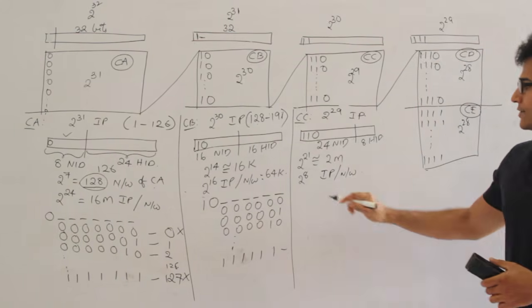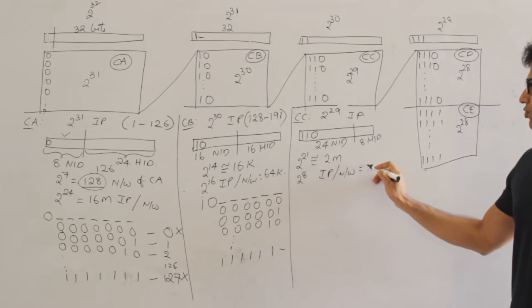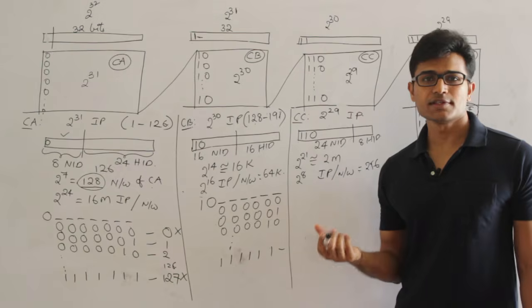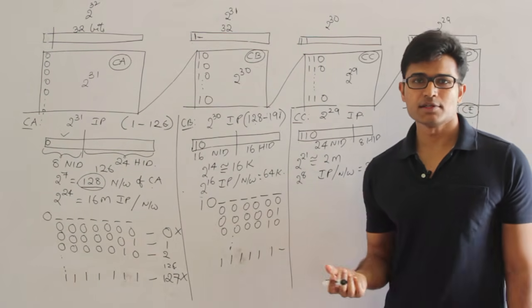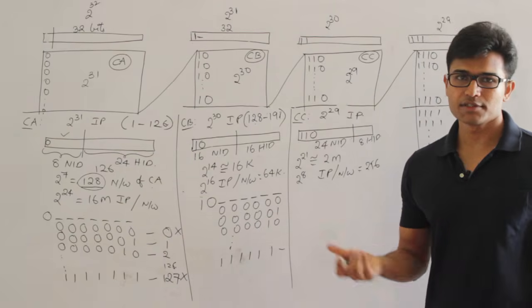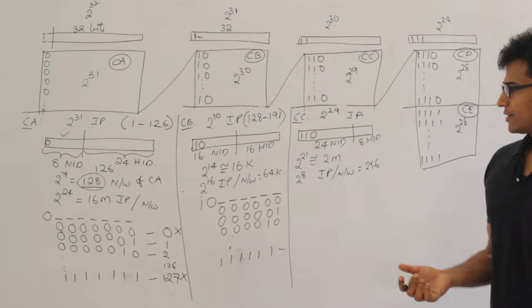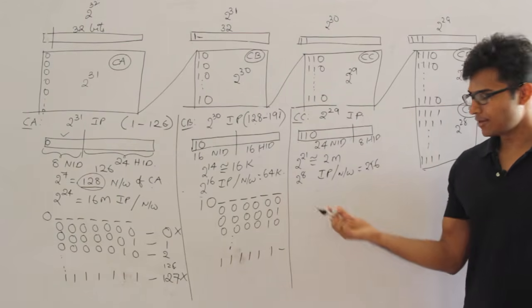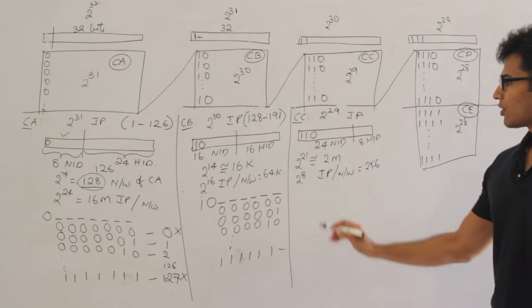Now what about class C? It contains 2 power 8 IP addresses, which is nothing but 256 IP addresses. So if you buy a class C network, you get 256 IP addresses. Who is going to use it? Small offices and small colleges, small universities. Generally engineering colleges don't buy IP addresses like this, but the initial use was in universities, they used to buy class C.